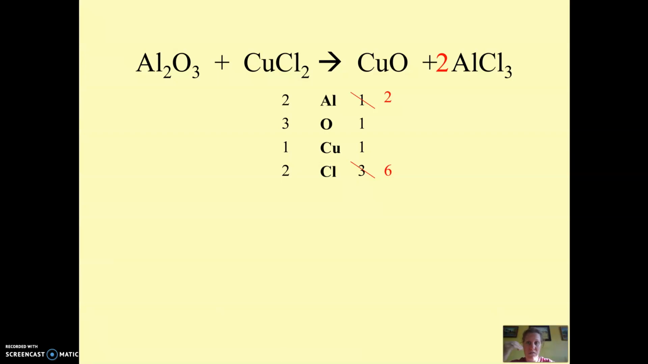So 6 Cls. Well, how do I know how to make 6? I put a 3 in front of here. Because it's the front number, it's coefficient times subscripts, if I haven't said that already, which I don't think I have. So now there's 3 Cus and 6 Cls. And again, fixed the Cls but messed up the Cus. So then I go over here and put the 3, and that makes 3 Cus and 3 Os, and now we're balanced. Awesome.